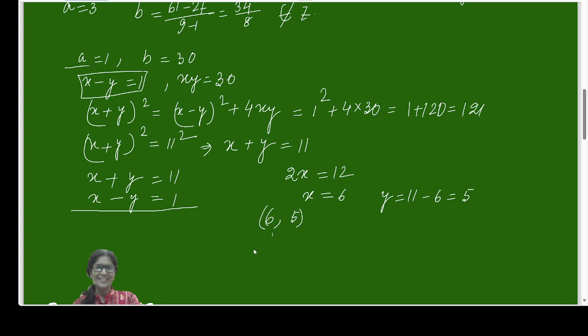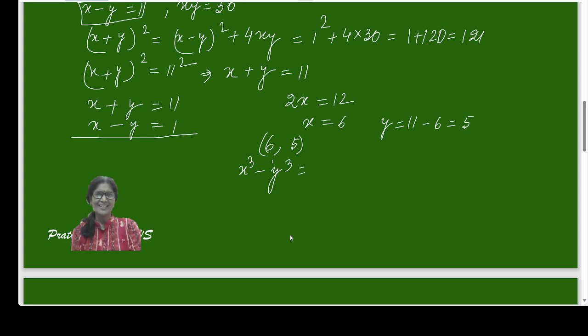Now let us verify. x cube minus y cube, the left hand side, is equal to 216 minus 125, that will be 91. And the right hand side is equal to xy plus 61, that will be 30 plus 61, which is equal to 91. So hence it is verified.